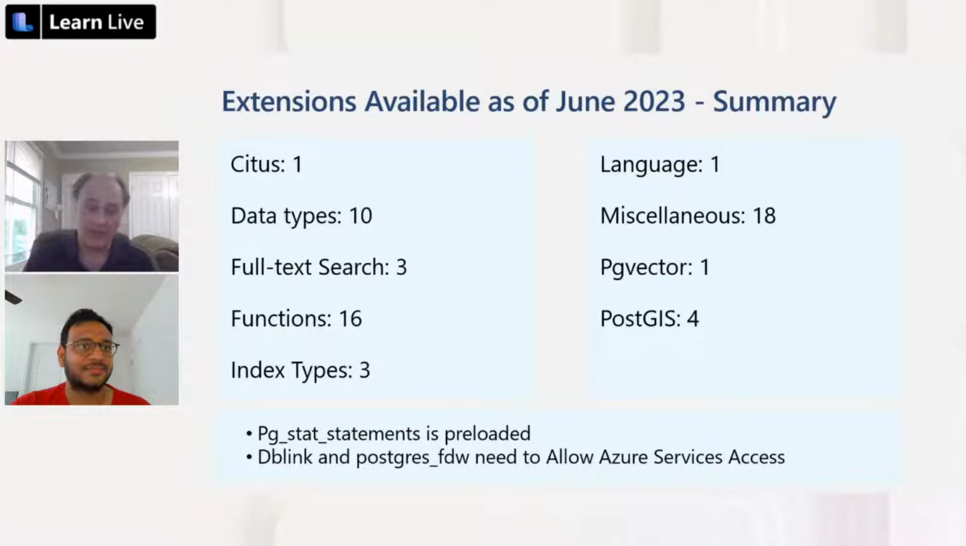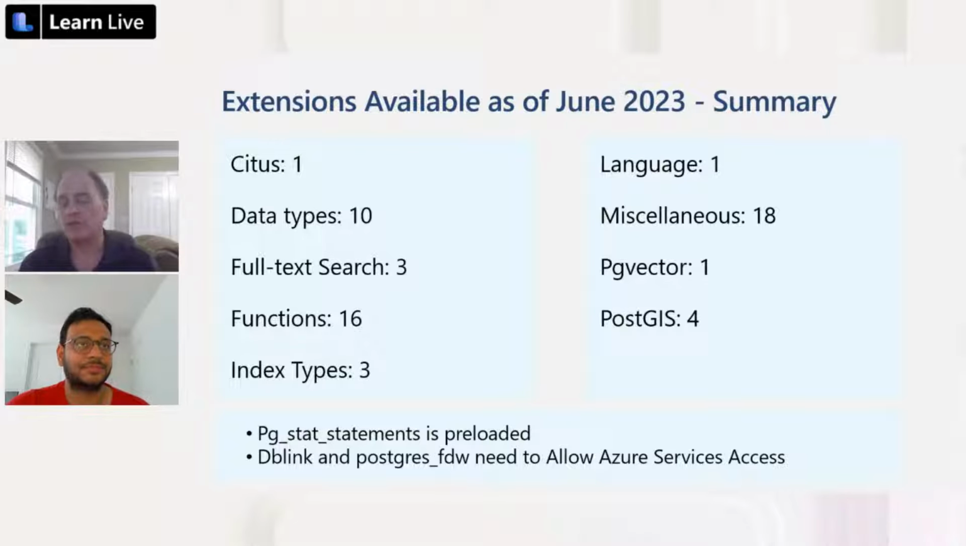As of today, I've categorized and aggregated these so you can see how many data type extensions we have, full text search functions, etc., so you can understand how broadly we have adopted extensions. One other thing, as a side note, is that the pg_stat_statements extension is preloaded, which gives you additional insights on your query performance, etc.